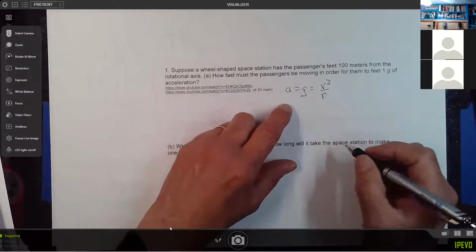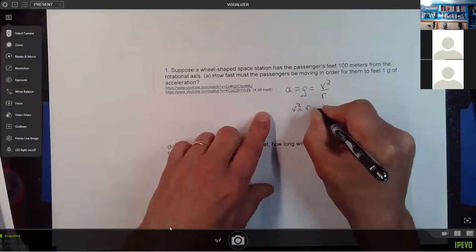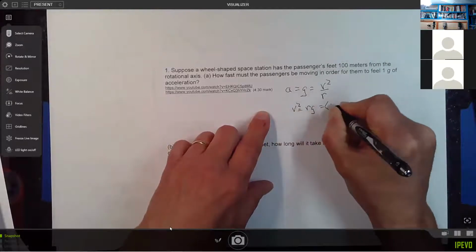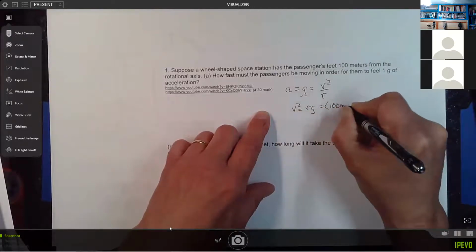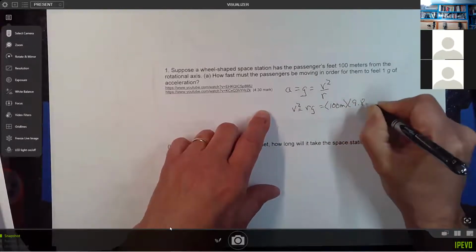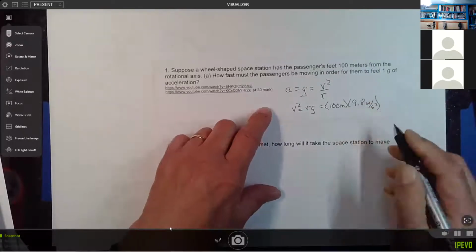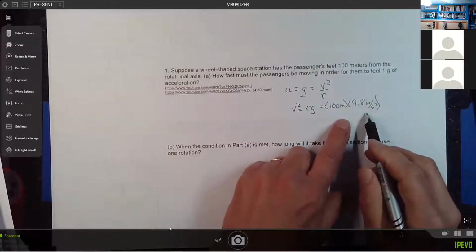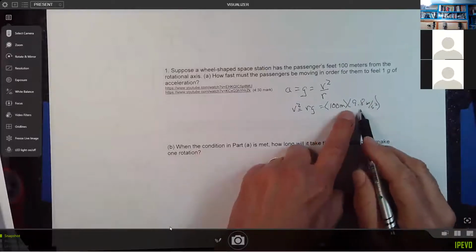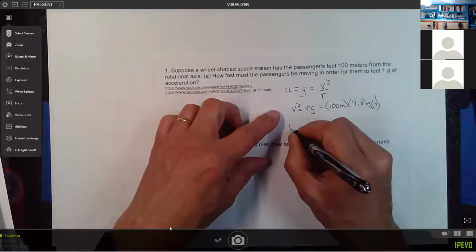And so what we don't know is v, how fast they happen to be moving. Well, we can figure that out. v squared is going to equal rg, which is going to be 100 meters times 9.8 meters per second squared. We'll just use 9.8 for this. In fact, we'll probably round to one significant figure when we're done. Well, 100 times 10 is about 1,000. It's 980.